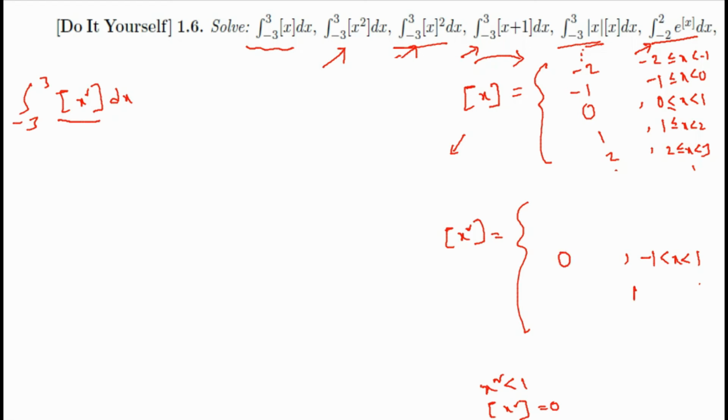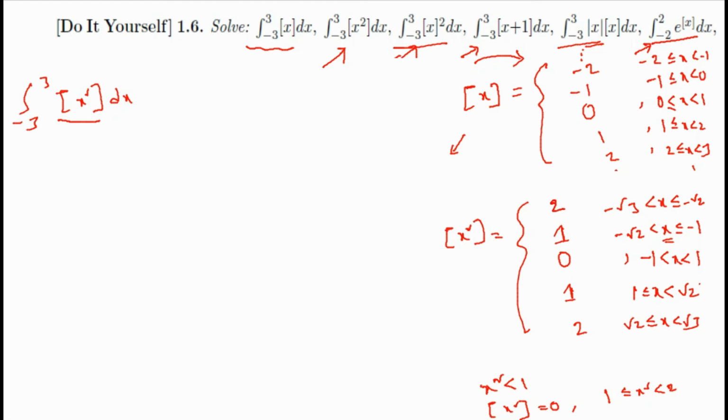Now let's think 1 less than equal to x less than root 2. Then what about x square? X square is 1 less than equal to x square less than 2. So up to 1 to 2 the value will be 1. And again root 2 less than equal to x less than root 3, the value will be 2. And here minus root 2 less than x less than equal to minus 1, the value will be 1, because if you just square this part, then you will have your answer. Again, for minus root 3 less than x less than equal to minus root 2, the value will be 2.